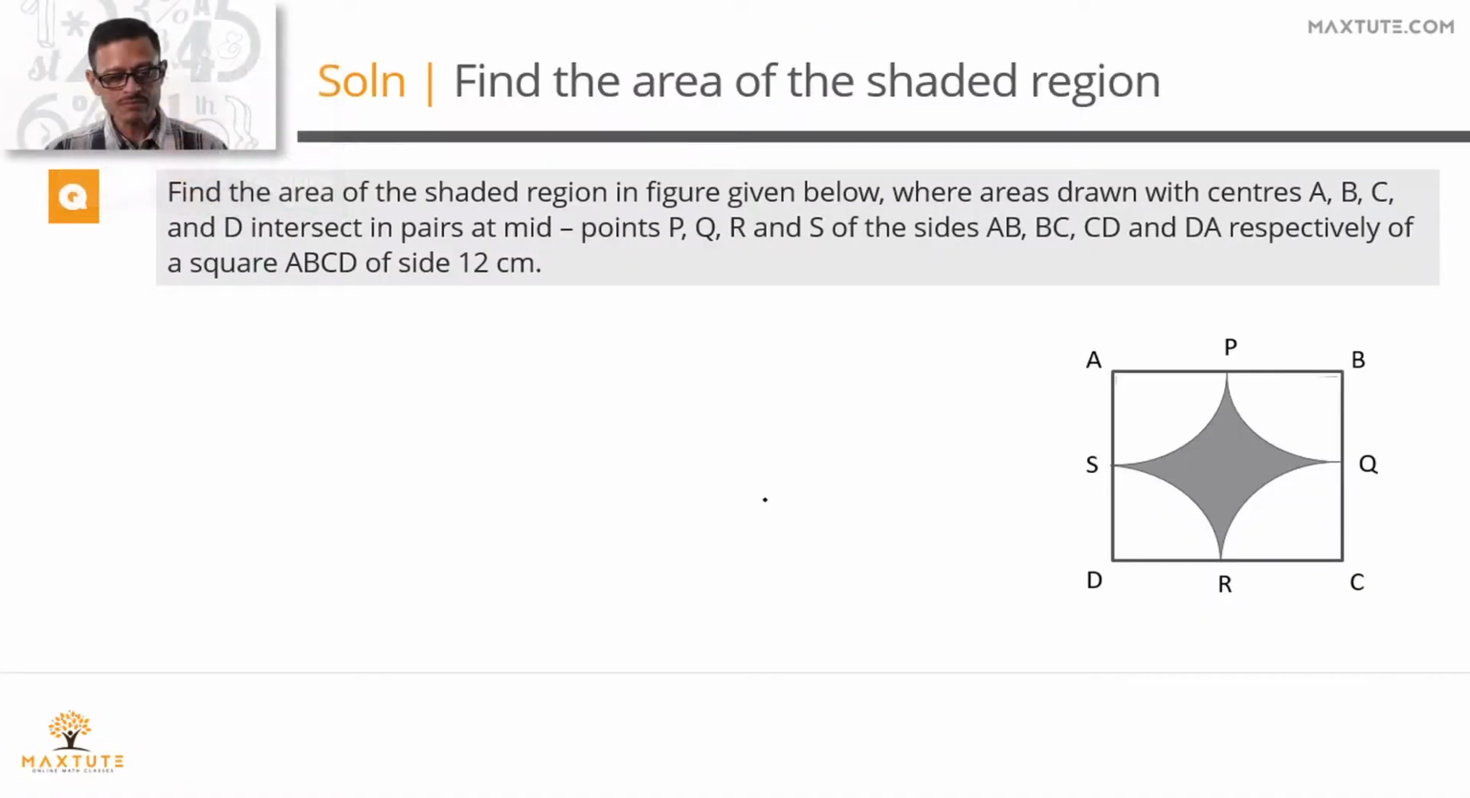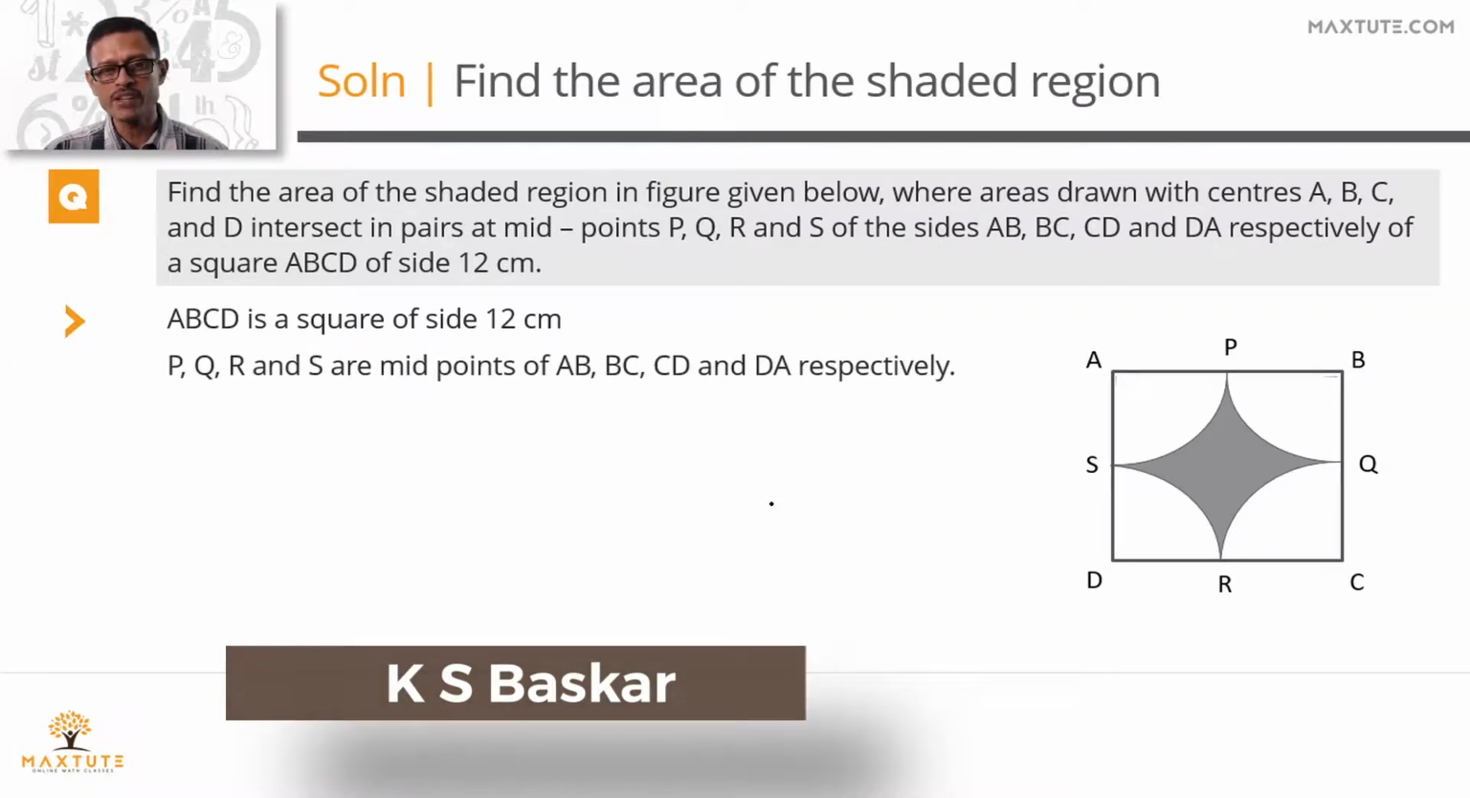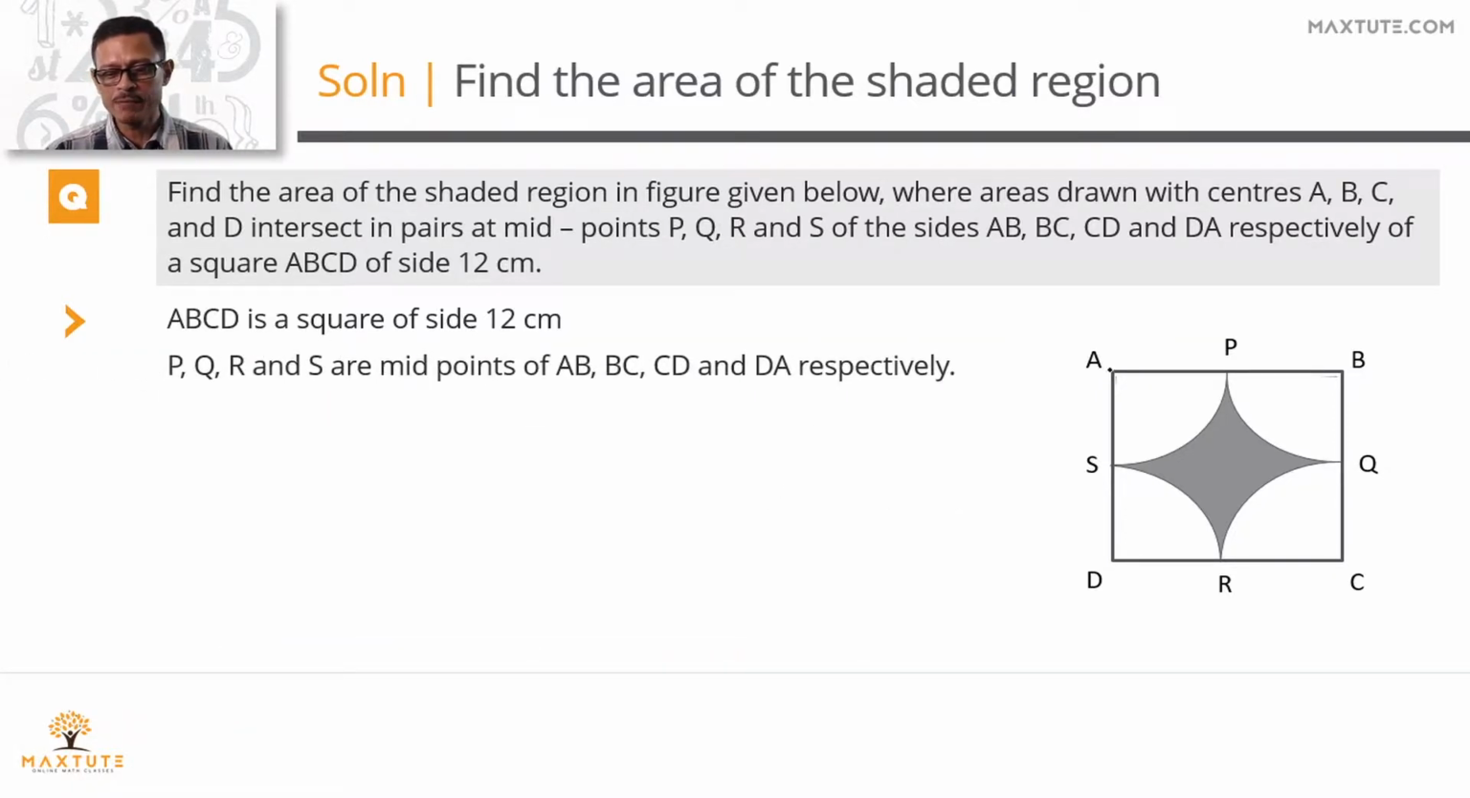So let's get started. ABCD is the square that we are talking about. Side of the square is equal to 12 units. The question explicitly mentions that PQRS are the midpoints of the 4 sides. Therefore, AP will be equal to 6 units, so will PB be equal to 6 units, and each of these parts will be equal to 6 units. We need to find out the area of the shaded region.